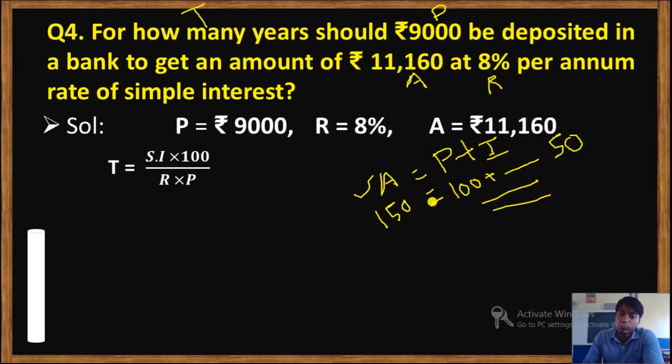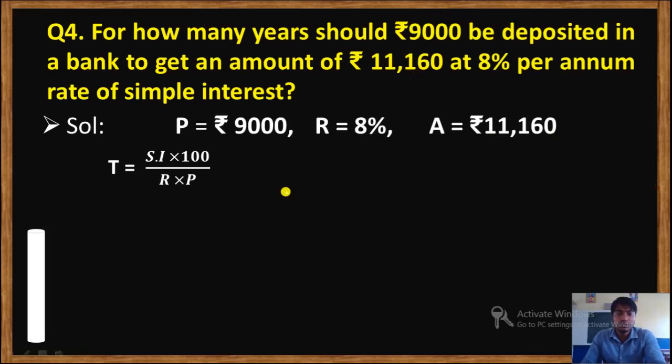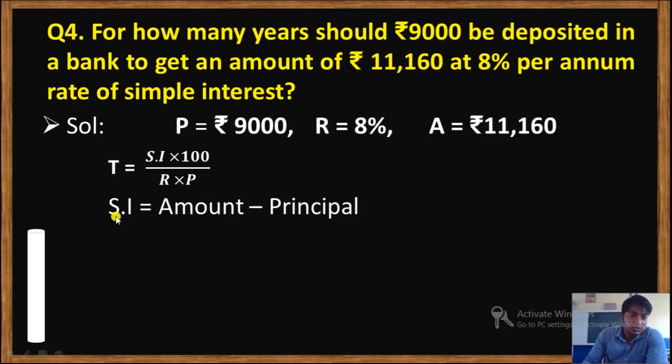Okay, so what you have to do, you have to subtract principal from amount. Principal from amount, like 150 minus 100 will get 50. Okay, this is the small example. Now come to the question. So this is the formula to find simple interest equal to amount minus principal. Just now I have shown to you.